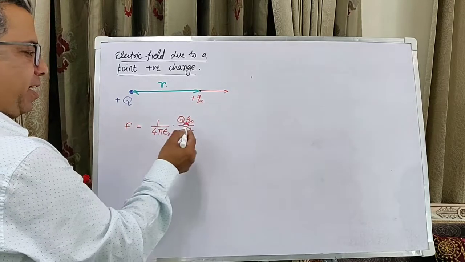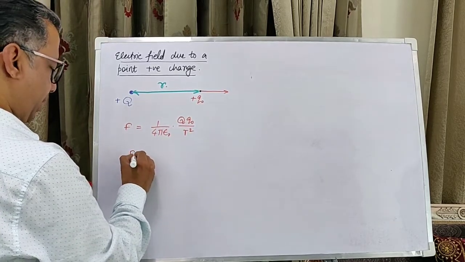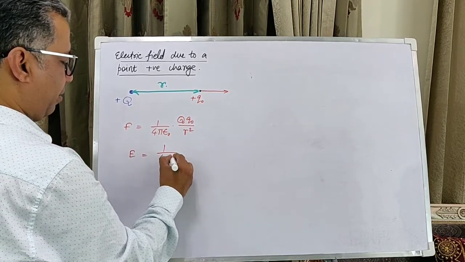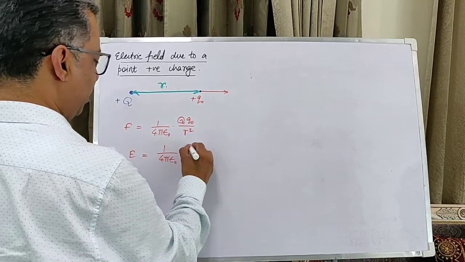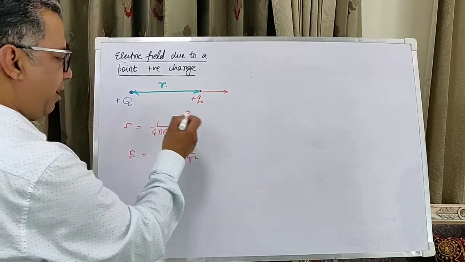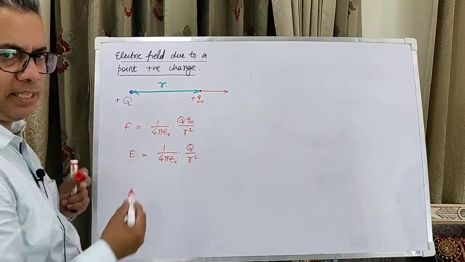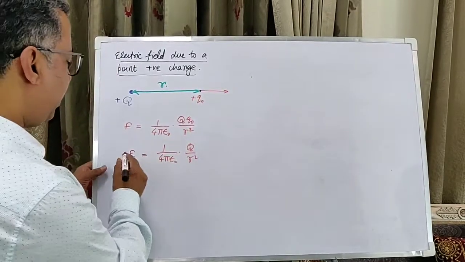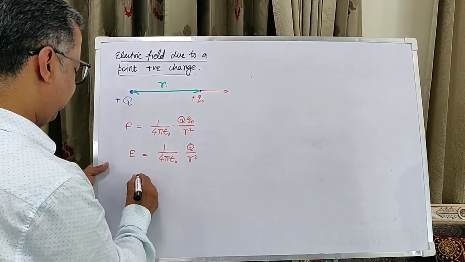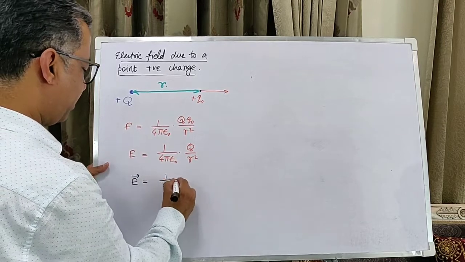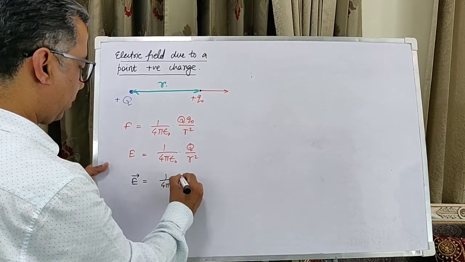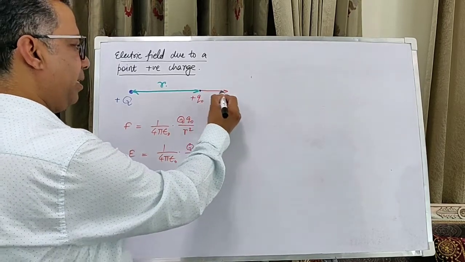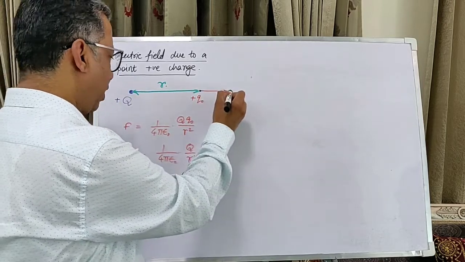Now when this F is divided by Q naught, we end up with the electric field intensity. And this is 1 by 4 pi epsilon naught Q by R square. Dividing the force by Q naught gives us the electric field intensity. Now, this electric field intensity, mind you, is a vector having this magnitude and it is directed radially away from the charge Q.